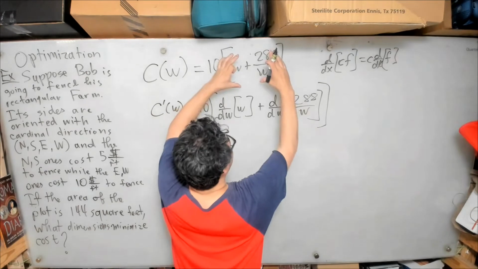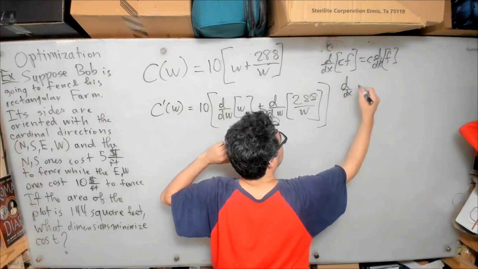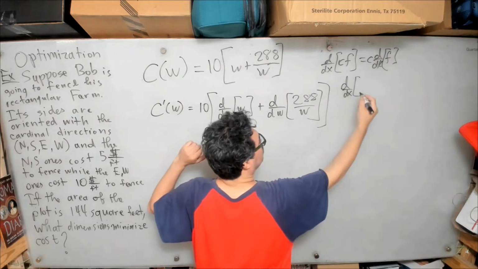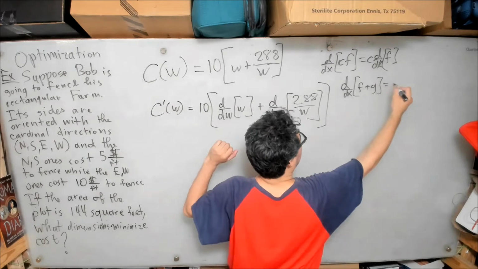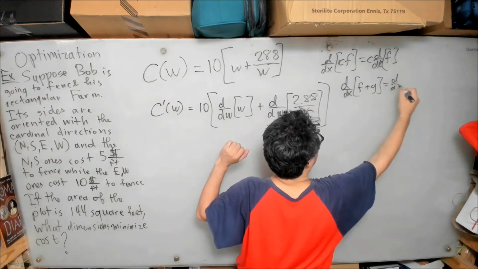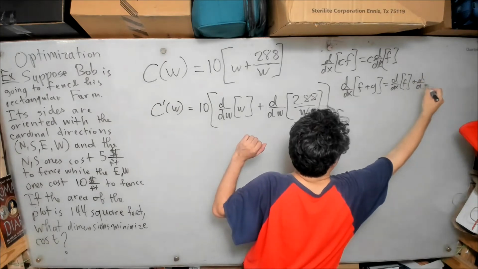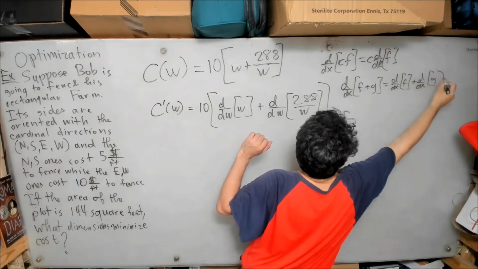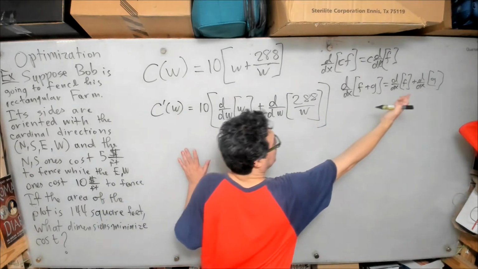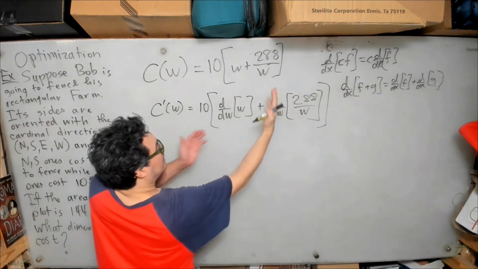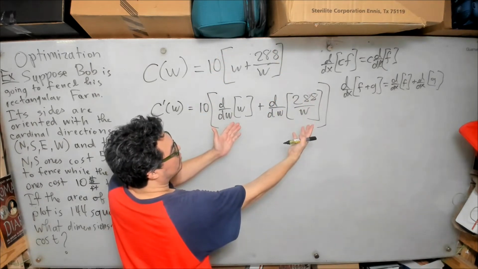And number two, inside here I had a sum of two functions, and I know that if I take the d/dx, or whatever variable I'm differentiating with respect to, and I have some function like f plus g, then that'll be the d/dx of the f plus the d/dx of the g. In other words, if I take the derivative of a sum of two functions, it'll be the sum of the derivatives. So here on the inside, when I take the derivative of this sum, it's the sum of the derivatives of the respective functions.